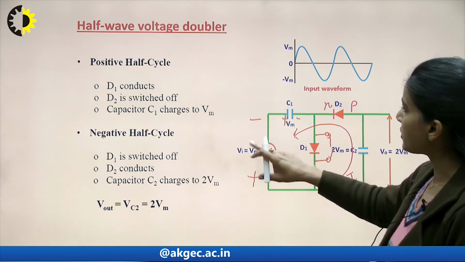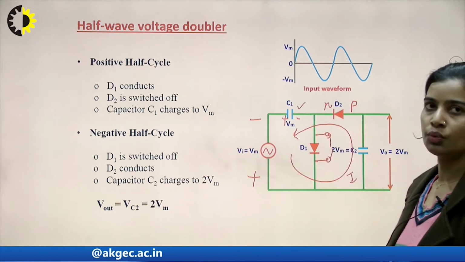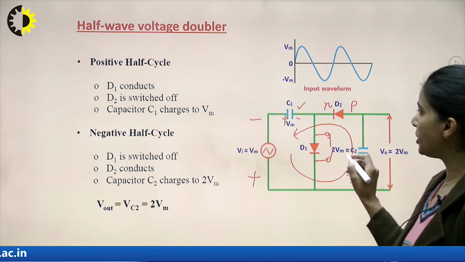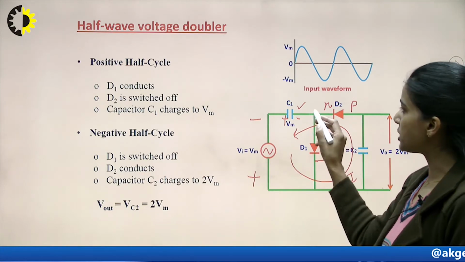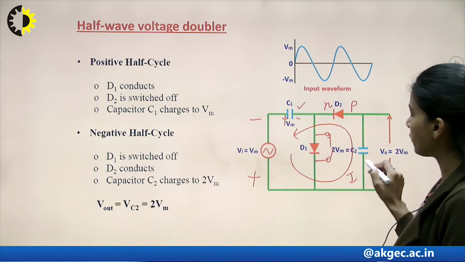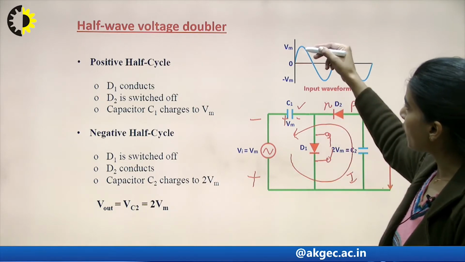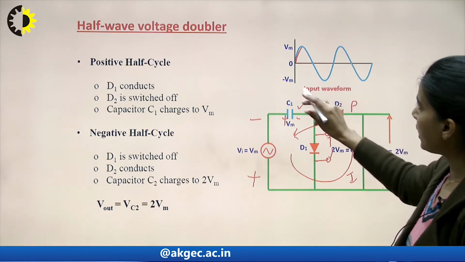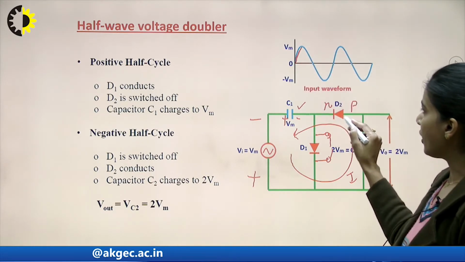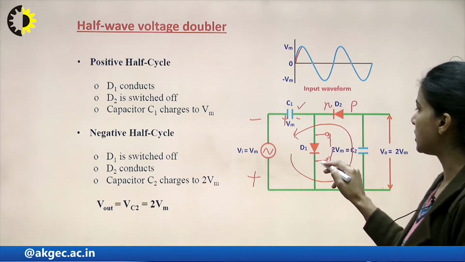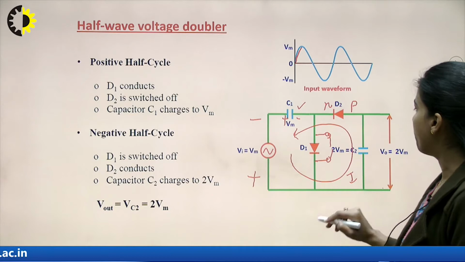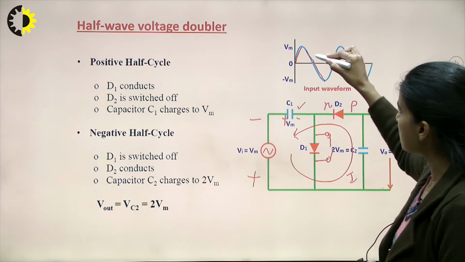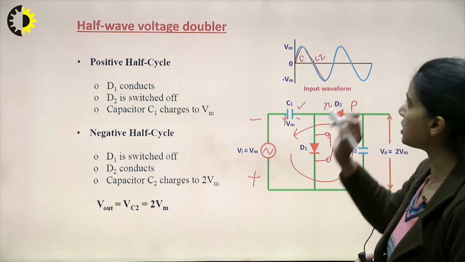During the positive half cycle, the C1 was charged up to Vm potential, and during the negative half cycle the C2 will be charged, or we can say the charge that was stored on C1 will get transferred to C2. So, during the positive cycle the C1 gets charged, and when the input starts falling, the diode D2 starts conducting and D1 starts getting open circuited, and then during this phase the capacitance C2 charges.